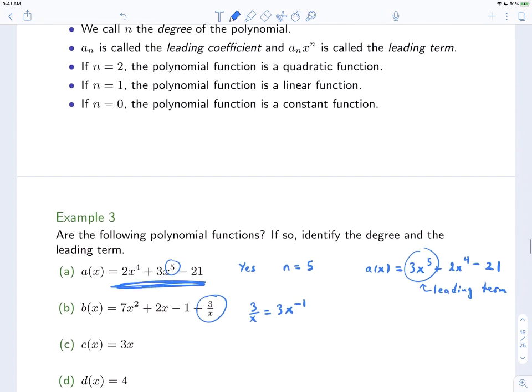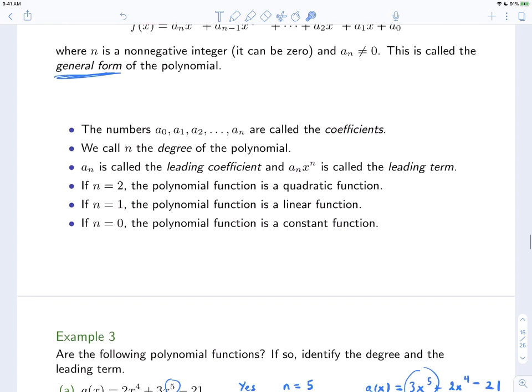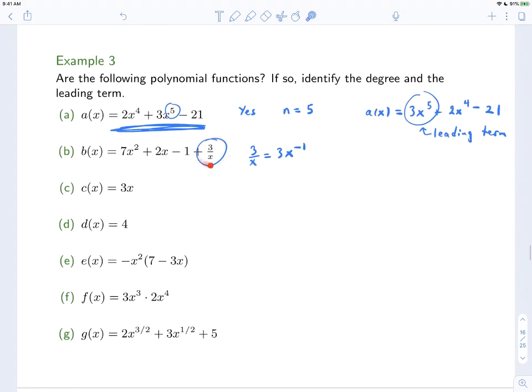If we go back to the definition, a polynomial function is any function that can be written in this form, where n is a non-negative integer. All of these exponents are non-negative integers. This is x to the 1, and this is x to the 0, but you can't have a negative integer. Here we have a negative integer, so b is not a polynomial, because we have an exponent which is negative.